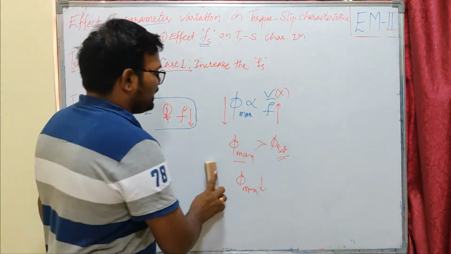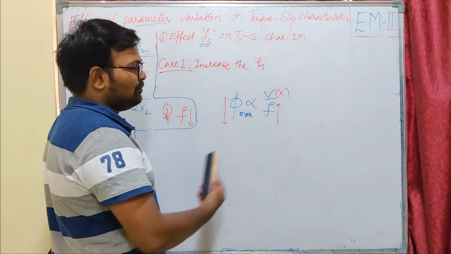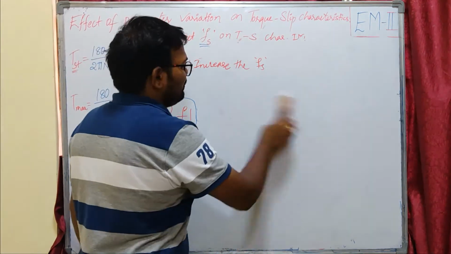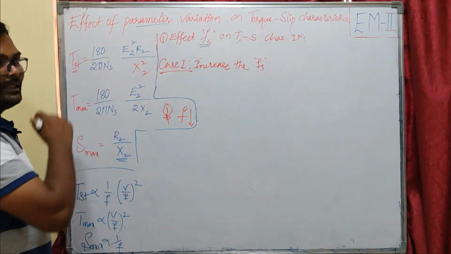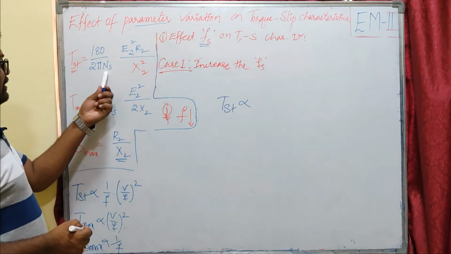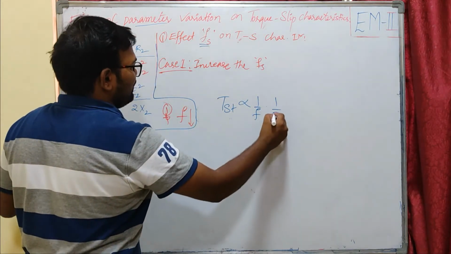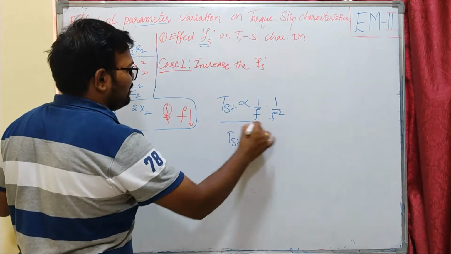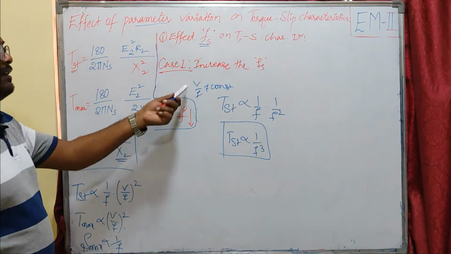That means I need not vary the voltage here if I have to increase the frequency, and I need not keep the V by F ratio constant. Here frequency is the only component changing. Our TST, initially it was 1 by F and now it is 1 by F square. Our TST is inversely proportional to the cube of frequency with V by F ratio not constant.